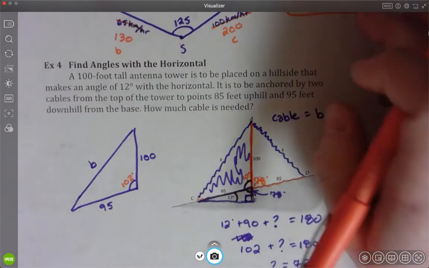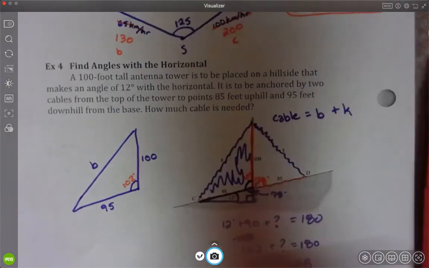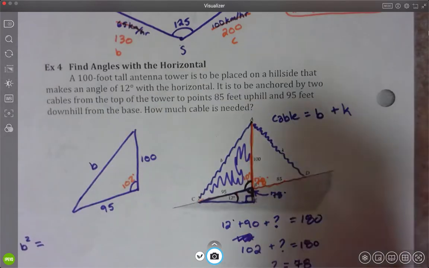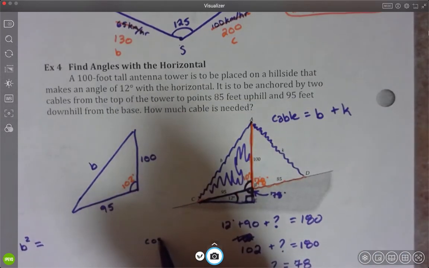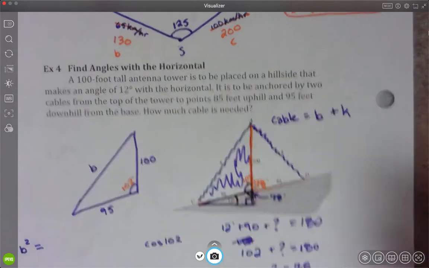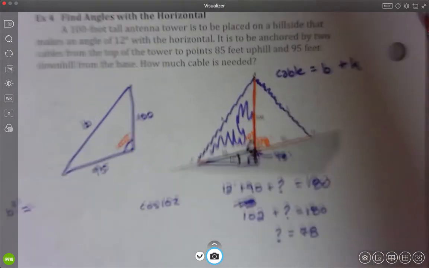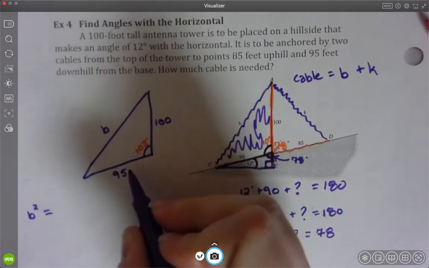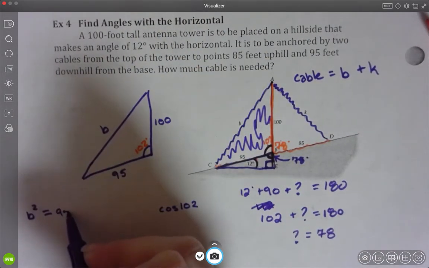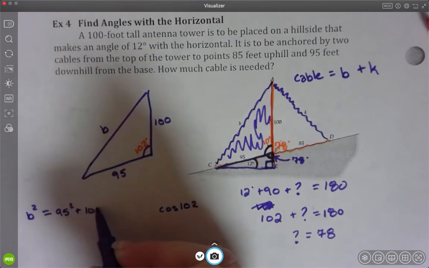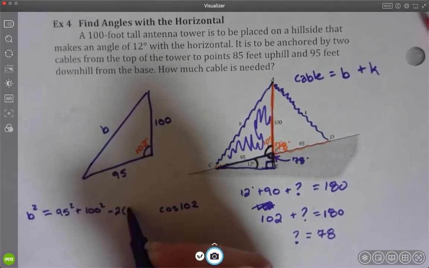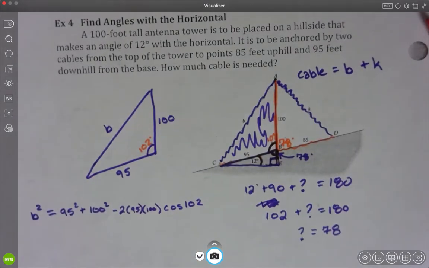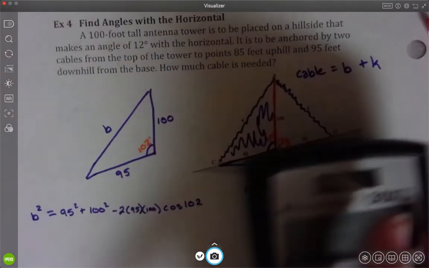I'm just going to do this problem again, kind of like I did up above there. So b is the variable that I'm solving for. So b squared equals, I'm going to do cosine of 102 over here, and then just fill the rest of the stuff in. It doesn't matter what your technical b and c are. So we'll just put the 95 first. 95 squared plus 100 squared minus 2 times 95 times 100, and then I have cosine of 102. Okay, so practice typing that in again. We'll figure out what b squared is.